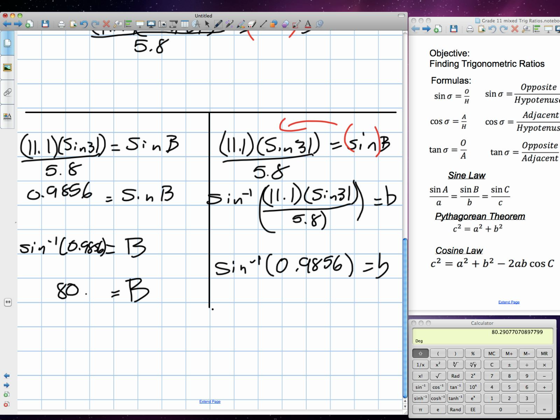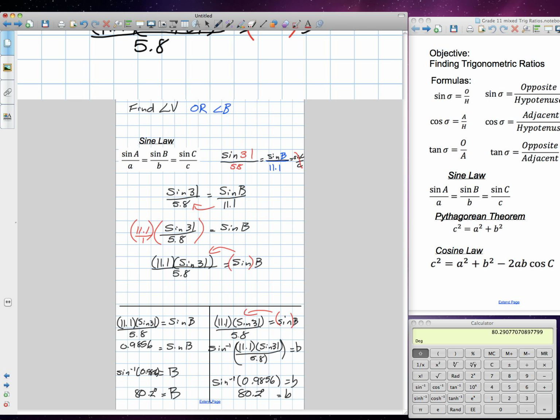So our angle B, 80.2 degrees. And what function or mode does my calculator have to be in to solve these? Degree. Second function to find sine inverse. But I have to be in degrees. If I'm in radians, I will not get the right answer.